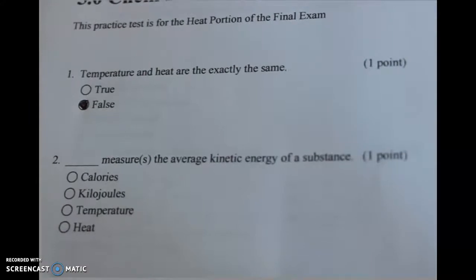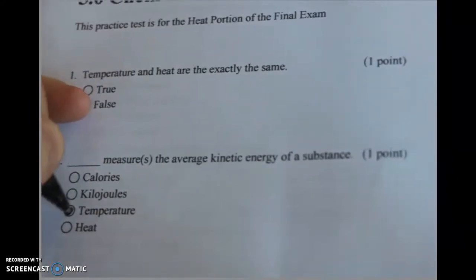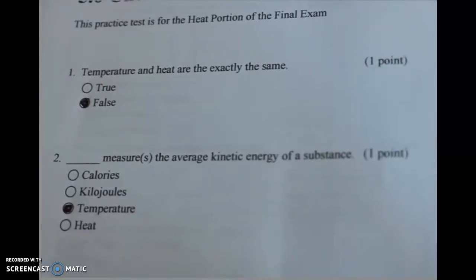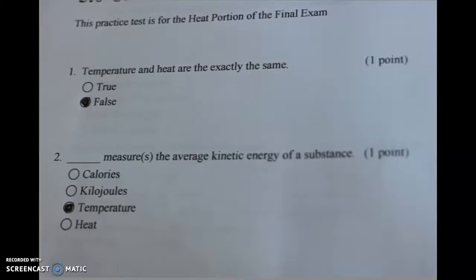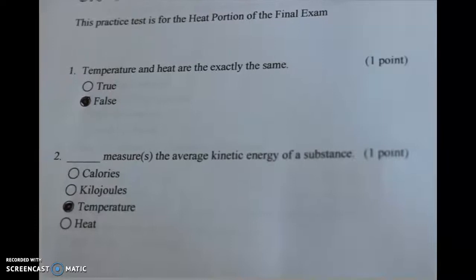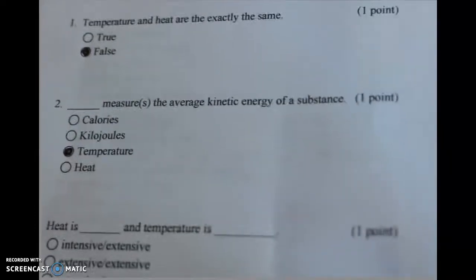Blank measures the average kinetic energy of a substance, and that's what temperature is. Temperature is really just giving you an idea of how fast the particles are moving. If you have two different beakers of water, one of them's at 95 degrees Celsius and one of them's at 25 degrees Celsius. Well, the 95 degrees Celsius beaker, the water in there, the molecules are moving much faster. And that's really all temperature is, average kinetic energy. It's measuring average kinetic energy.